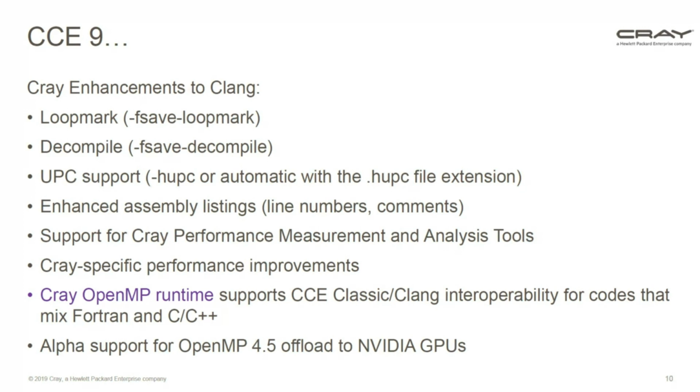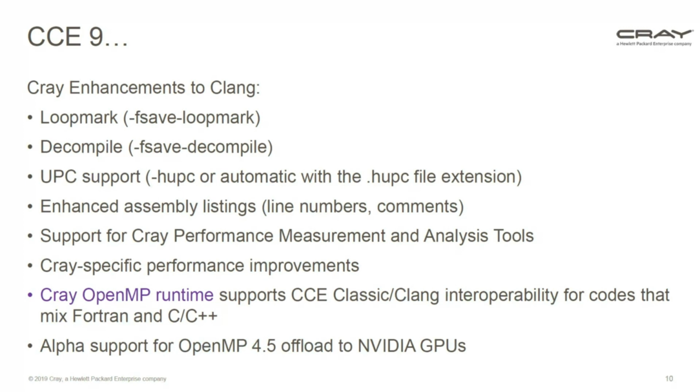Decompilation, where you can get a low-level view of your application, some kind of intermediate representation. It's not really an IR, but it's something that compiler people understand. UPC support has been added back in, along with enhanced assembly listings, and then support for the performance tool, so that the right wrappers are placed in when you compile with the performance tool module loaded. And specific performance improvements means adding things into the optimizer.